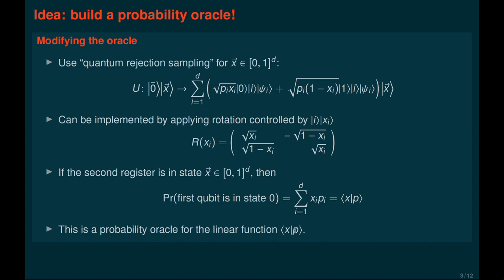So this circuit just achieves that. If you are inputting a vector x, then it will output the 0 qubit on the first qubit with probability this x times p in a product. So this is a probability oracle. And in the next slide, I showed you how, from any probability oracle, I can construct a phase oracle.